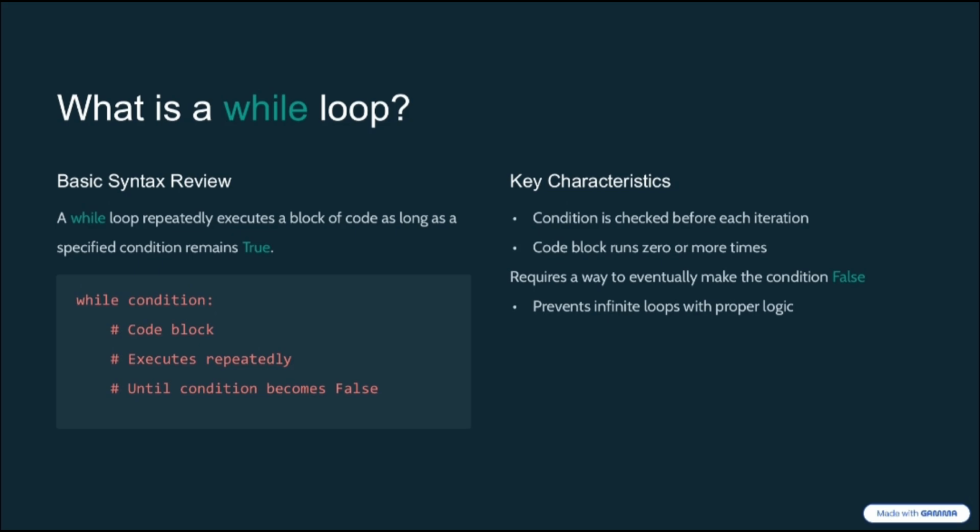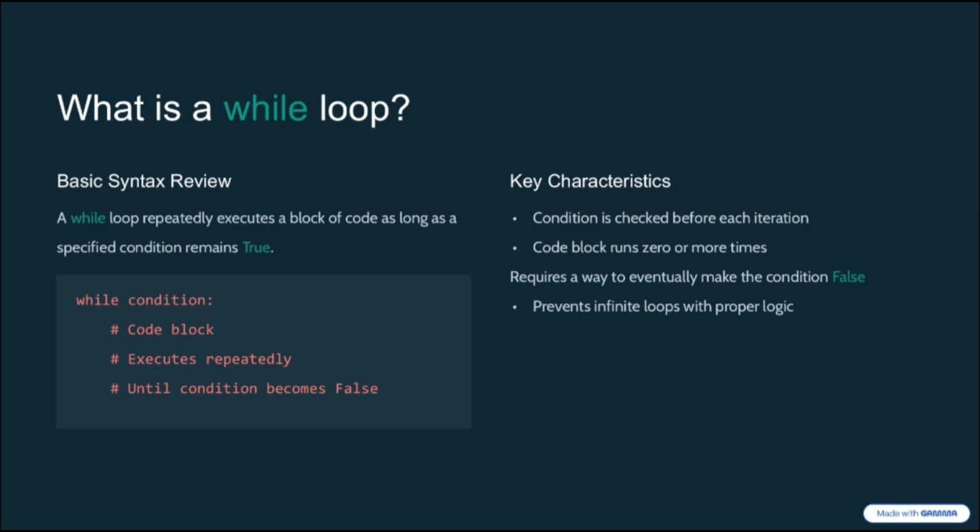What is a while loop? First, let's understand what a while loop is. A while loop is used to repeatedly execute a block of code as long as a given condition is true. The loop keeps running until the condition becomes false. It is important to ensure that the condition eventually becomes false, otherwise it can lead to an infinite loop.